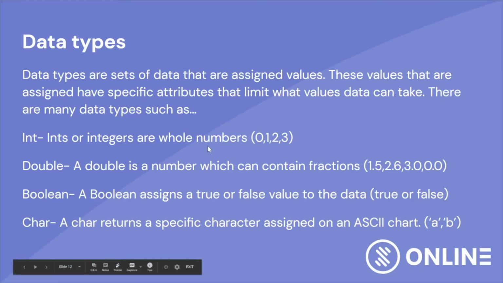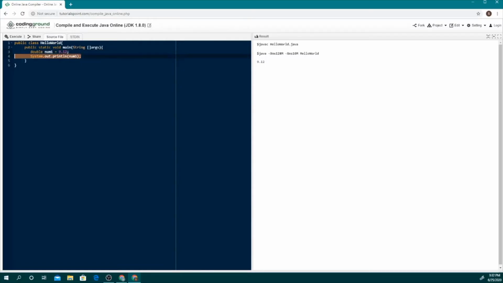So, let's look at Boolean. A Boolean assigns a true or false value to the data. Let's declare a Boolean. Okay, so we can assign a Boolean just like we did a double, but it's a little different since we're assigning true or false. So we can name it bool, short form for Boolean, and we can assign it true. I spelled true wrong. We can assign it true or false.